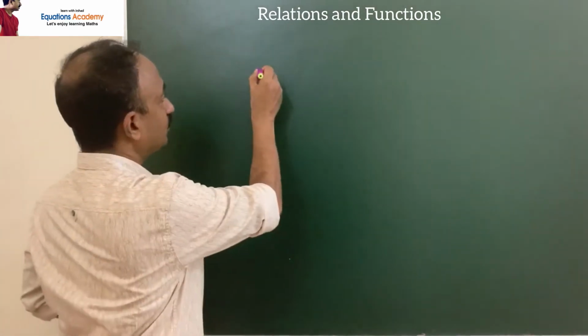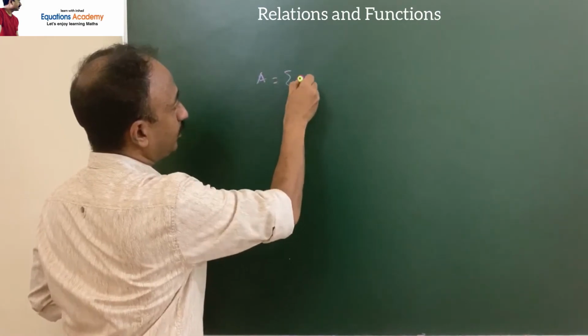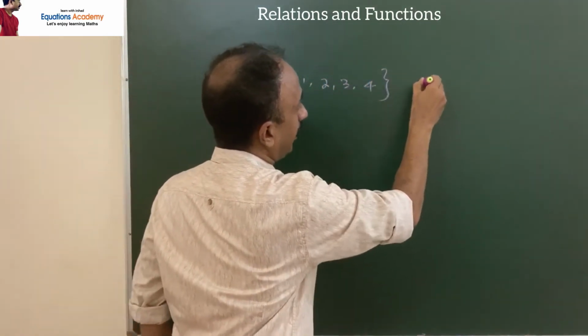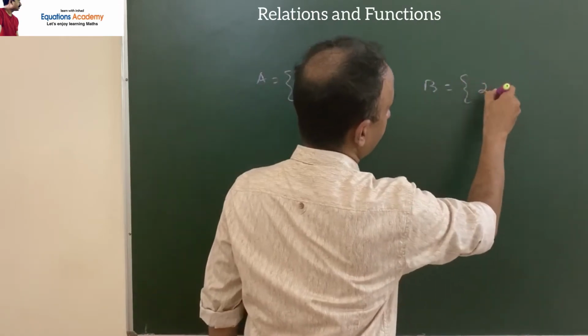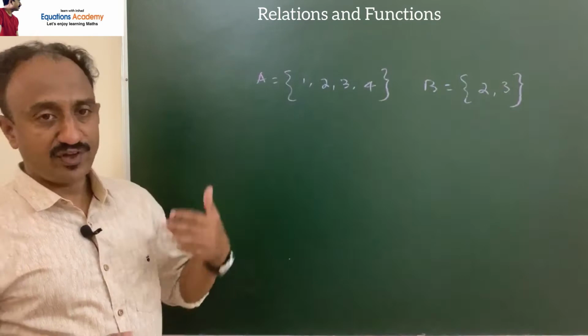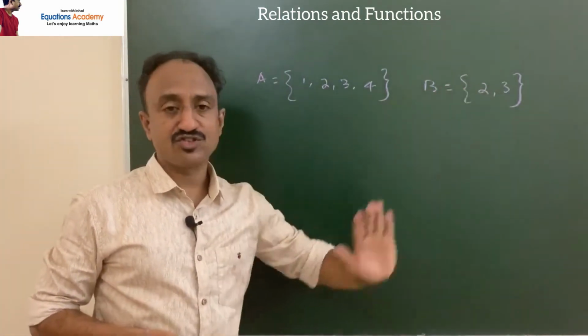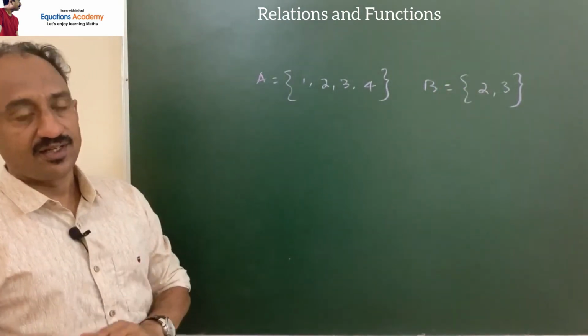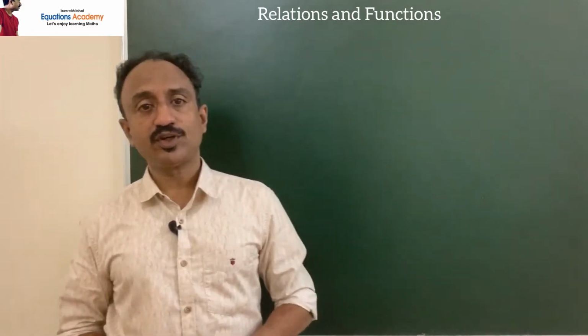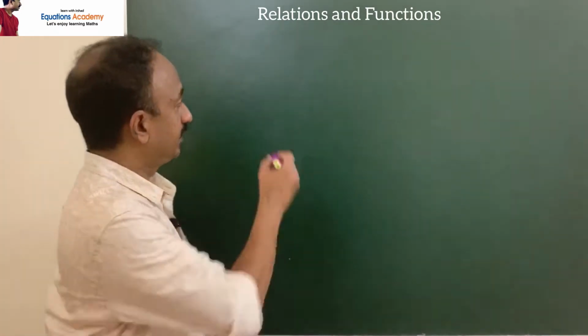Let A equal to {1, 2, 3, 4} and B equal to the set {2, 3}. We say that B is the subset of A because all the elements of B are there in A. B is the subset of A. What is Cartesian product or cross product?